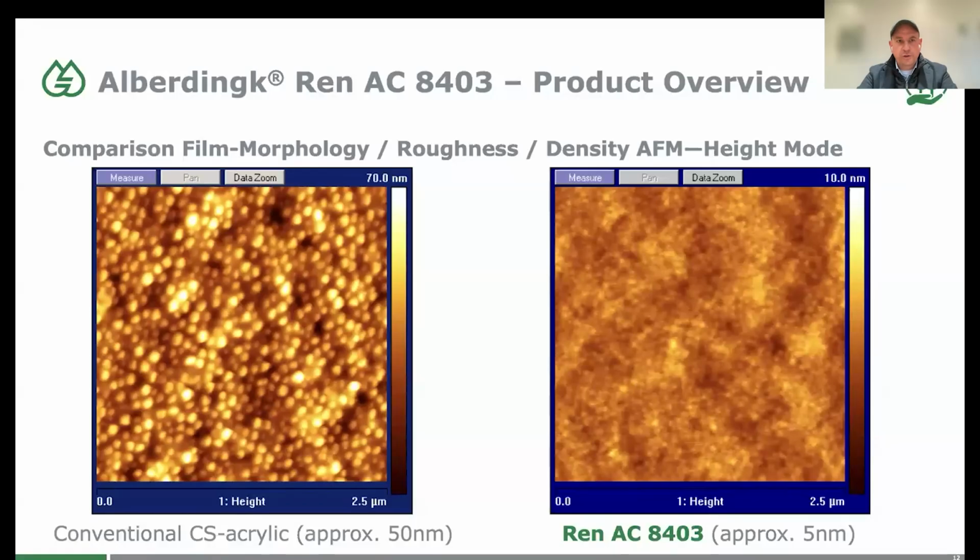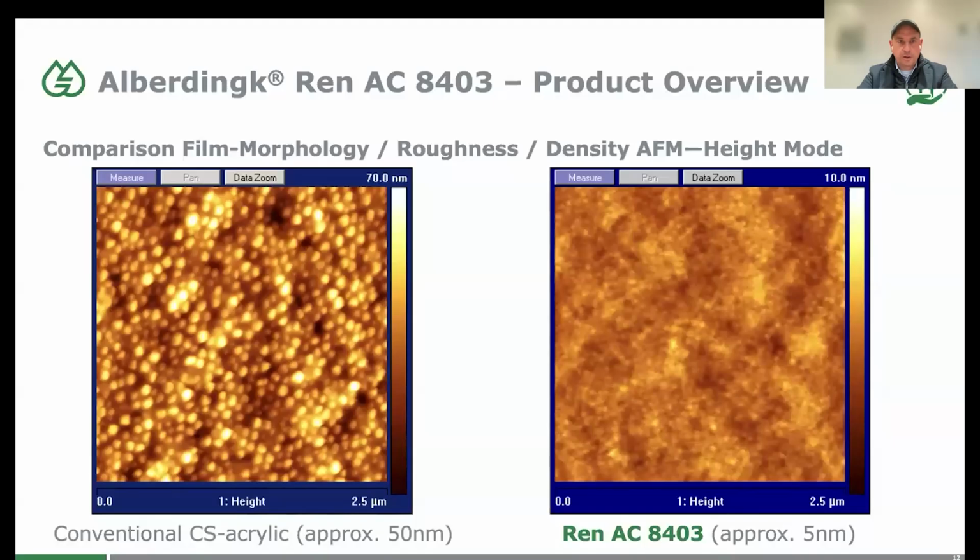On the right-hand side, you see the same made from the REN AC 8403, and you will see that it looks extremely different. It looks more like, let's say, honeycomb structure, and that it's a much finer structure. So it does more or less the same as the left-hand side, but on a much, much finer scale, exactly 10-fold smaller. So it's 5 nanometer domain size, which means that if you apply a film at a given thickness on the REN AC 8403, you will always have 10-fold more layers of film-forming material compared to the left-hand side.